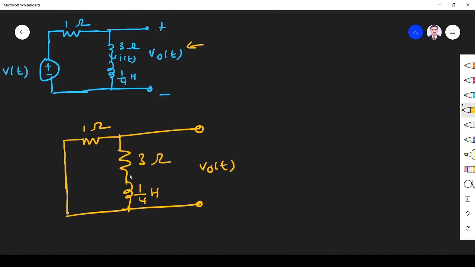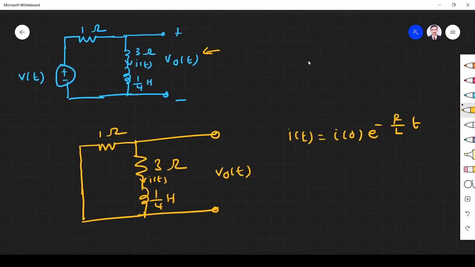It is a source free RL circuit. You see R and L are there, so it is a source free RL circuit. For a source free RL circuit, i of t is equal to i of 0 e power minus R by L t. i of 0 they have given, it is 2 ampere. R by L only we have to find. L we know, L is equal to 1 by 4 Henry, right? What is the only thing we have to find? R. That is also very easy to find.